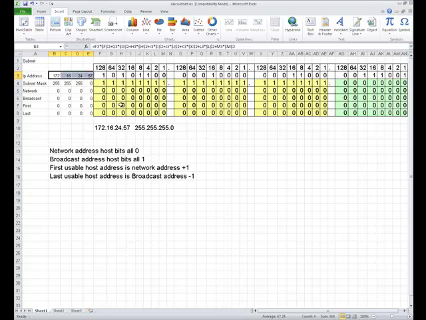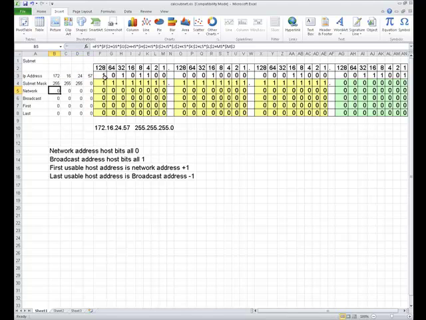172.16.24.57 in binary. The subnet mask 255.255.255.0 is already in here. And notice that the colors change when we go from network portion to host portion. If you're not using something like this, I would recommend that when you do this, you draw a line between the network portion and the host portion so that you can distinguish what's there.